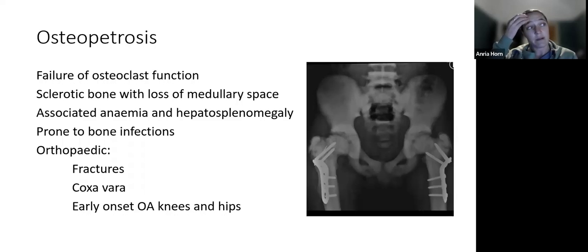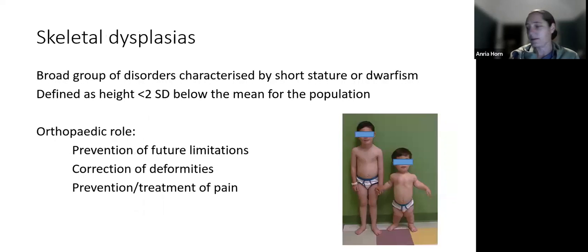And they're quite prone to bone infections, and their orthopedic problems are frequent fractures, coxa vara, and then early onset OA of the hips and knees. But you can make them better. You should address their deformities. It does actually improve their lives. Okay, so that's the metabolic conditions done.